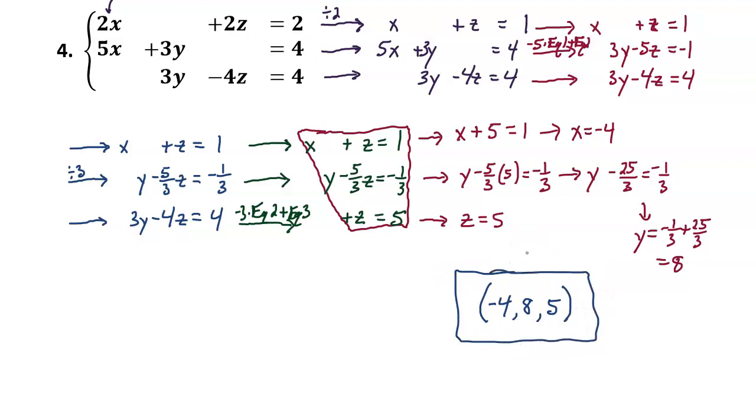Because it's so easy to mess up Gaussian elimination at any step along the way, it's a good idea to check this answer using your calculator. Go back to the original system and look at the left side of the system and type it in the calculator, like 2 times negative 4 plus 2 times 5, and make sure it really makes a 2. Then go to the second equation and go 5 times negative 4 plus 3 times 8. Make sure it really makes a 4. And check the third equation as well.